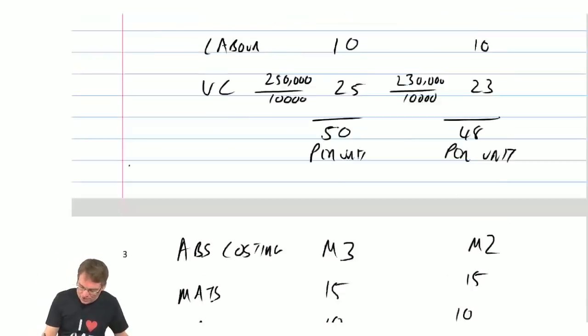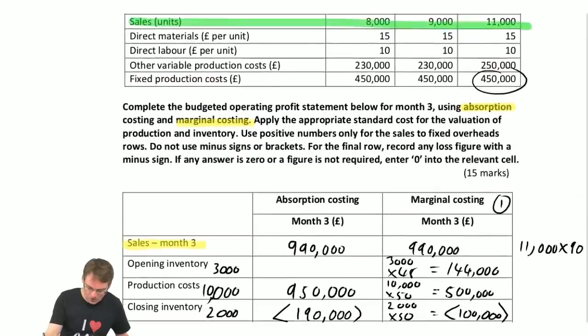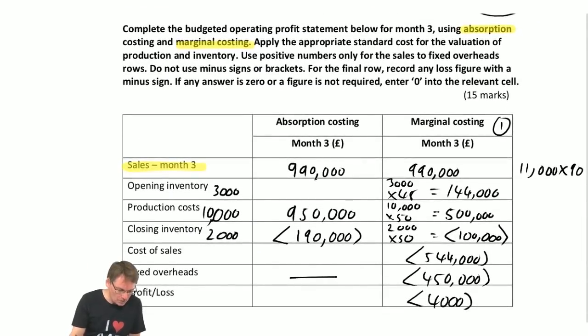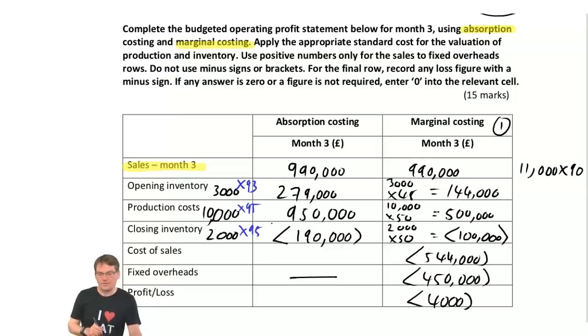And when we do our 3,000 opening inventory, that gives us 279,000. So just to make sure, I'll write this in just so everybody's happy. 93, 95, 95. That's where they've come from.